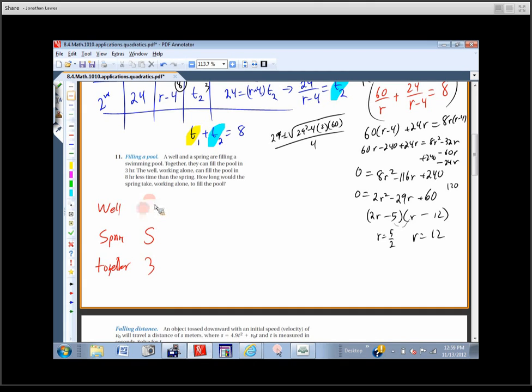How can we represent the well? Okay, it's 8 hours less time, so we're going to do S minus 8. And again, just like before, it's got to be S minus 8 rather than 8 minus S. Okay? Everybody okay with that?